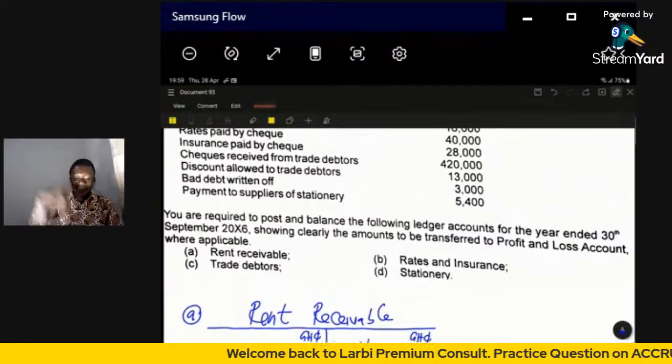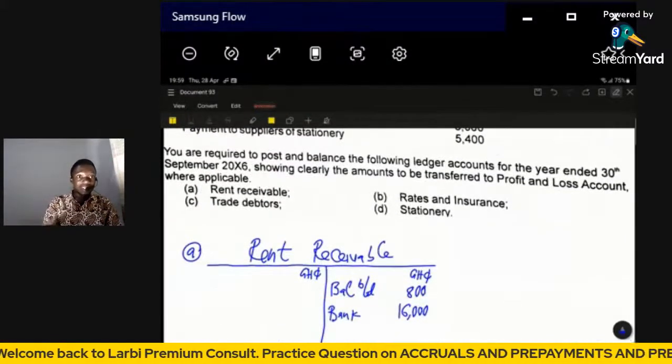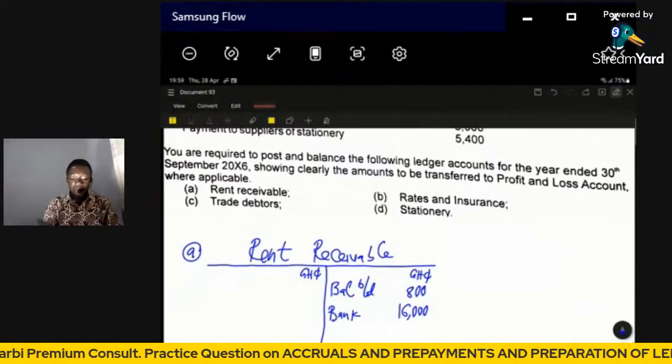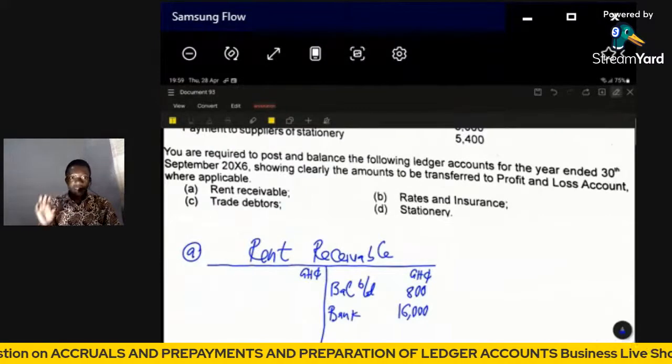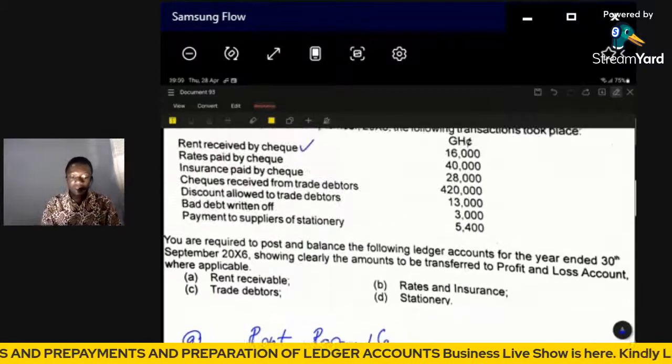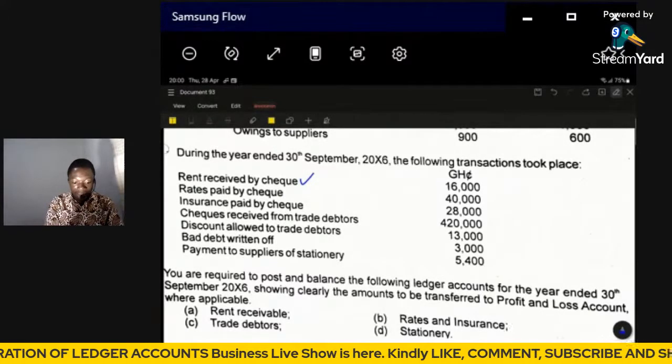So since the tenant pays for that 16,000, and rent receivable stands for the tenant, more like an income towards Padisco, it is going to be at the credit side as well, 16,000. I believe that is clear at this point. All right, so once you're able to get that, that is the amount that they paid during the year. Is there any other amount that they paid during the year?